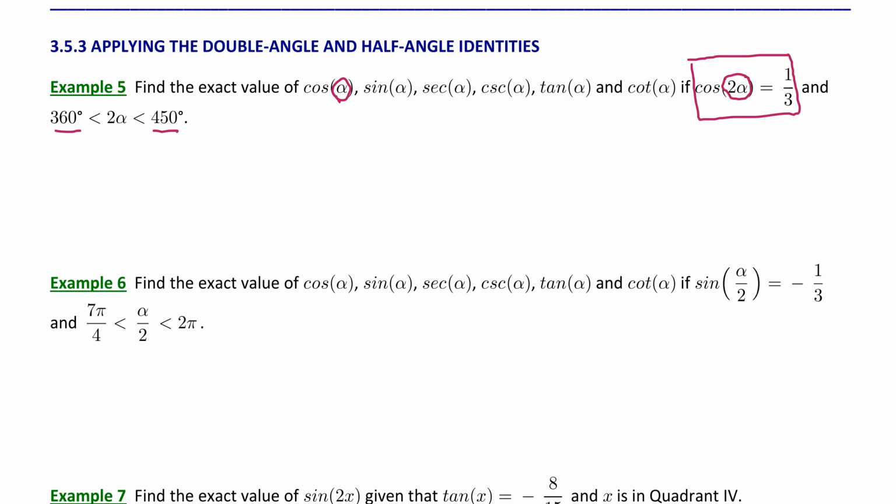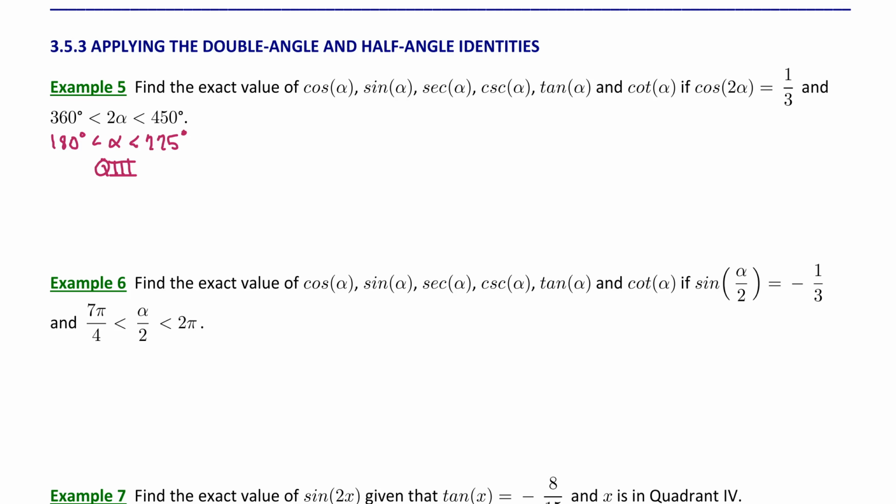Now, if we know the location of 2 alpha, then from this inequality, we can divide all 3 parts by 2 and determine the location of alpha. Notice that alpha is between 180 degrees and 225 degrees. This means that alpha is in quadrant 3. This will be important to keep in mind to determine the signs of the 6 trigonometric functions.